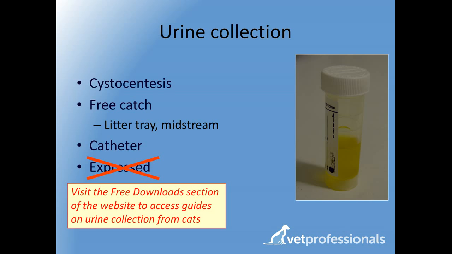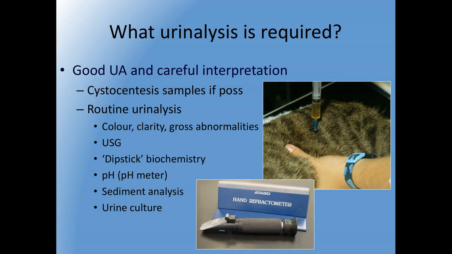So we have one for cystocentesis sample collection. We also have a free catch sample collection download as well. If you are catheterising the cat because it's been obstructed, then of course collecting a catheter sample may be appropriate. But last on the list, which you probably can't read because of the red lines, is expressing the bladder, which I would not recommend is done at all, particularly in an obstructed cat. There's a high risk of bladder rupture, but even in a healthy cat, I think this is definitely not cat friendly, not a good way to get your sample.